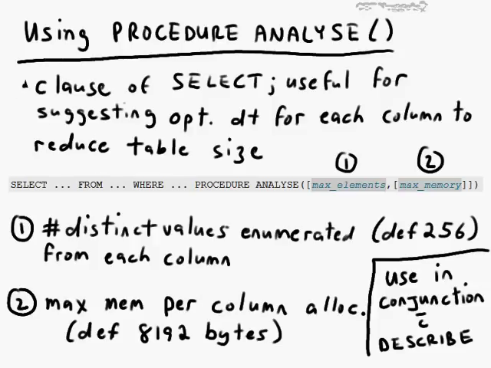So specifically, let me just read my definition. Procedure analyze is a function. It's actually a clause of the select statement, and this is just basically what I just told you. Useful for suggesting an optimal data type for each column to reduce your table size. I guess I literally did repeat that definition. The syntax is as follows. You run your select statement, and then appending at the end of your select statement, you just type procedure analyze.